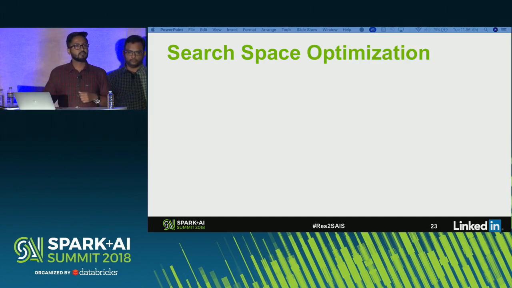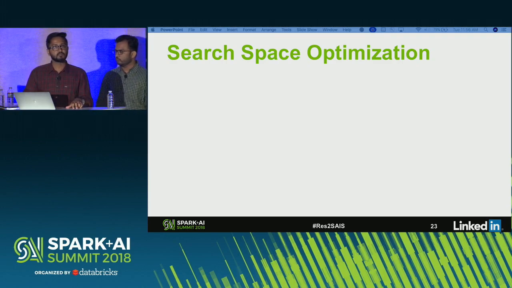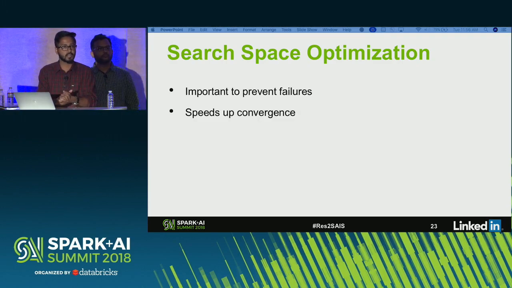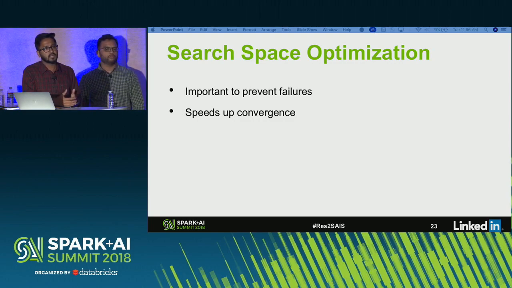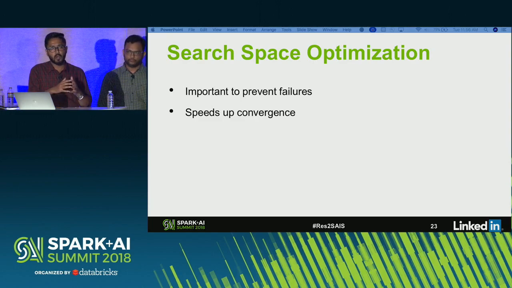We also have some constraints on the search space. These constraints are put in place with 2 objectives. The first one being, we essentially wanted to avoid the regions in the search space which can potentially cause failures. And the other was to narrow down the search space to speed up the convergence.